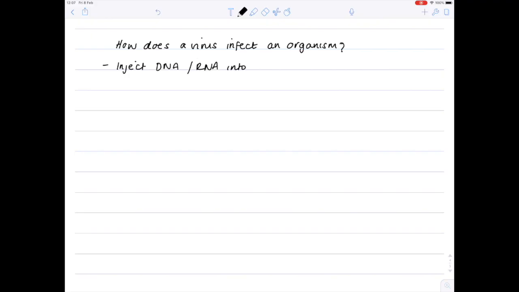We've already mentioned how viruses are so very different from a regular animal, plant or bacterial cell, but how do they actually infect an organism? Well, firstly, they have to inject either their DNA or RNA into the host cell. Next up, they need to hijack the living processes of the cell so that the cell starts to do the virus's own bidding.